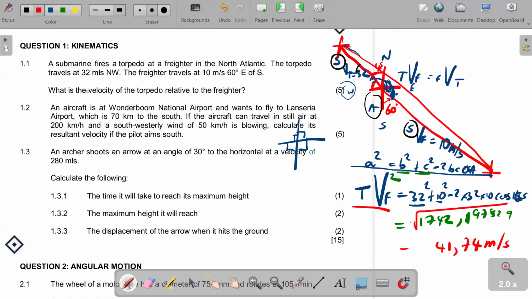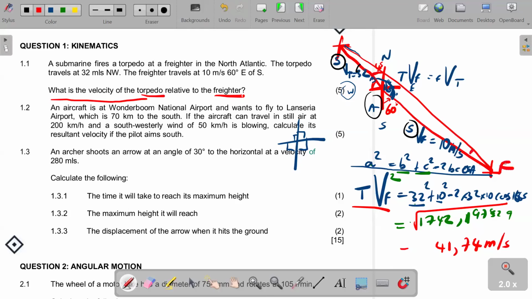But we want also the direction, because the moment the instruction says determine the velocity, we know that velocity is a vector. And since it's a vector, we need magnitude as well as what? Direction. That's what we know. So we want direction as well right now. So here is the clue when you are using this method. If the instruction says determine the velocity of the torpedo relative to the freighter, so it's with respect to the freighter.